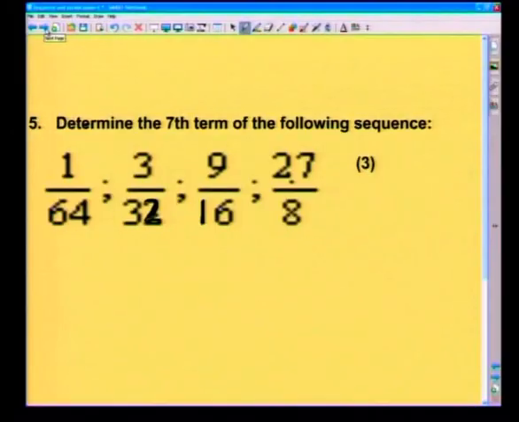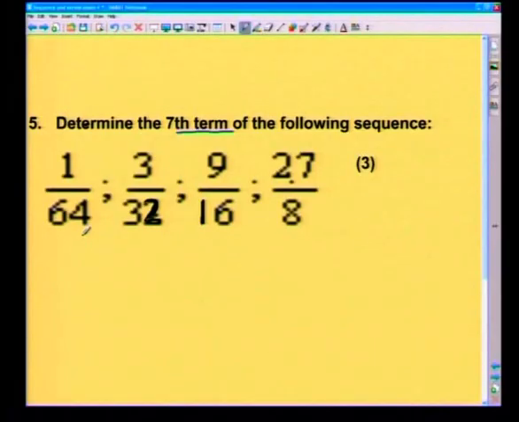Let's look at the next example. Now this gets a little bit more exciting. What they're asking me to do here is to determine the 7th term of the following sequence, and you can see that this looks pretty ugly. They don't tell me what type of sequence it is. Now that's where it gets very important.